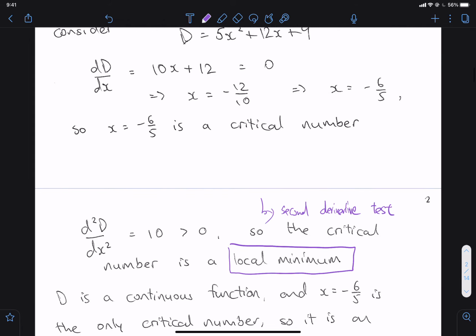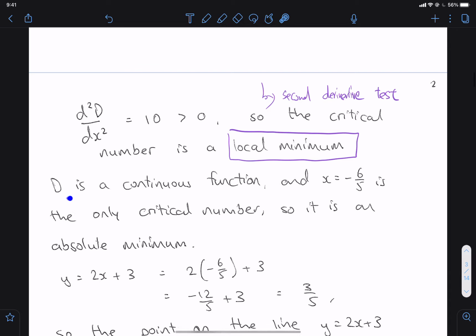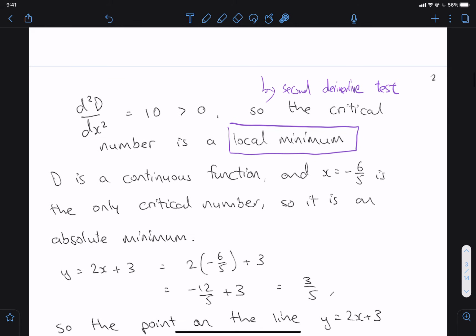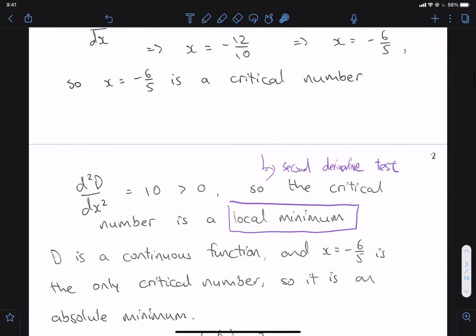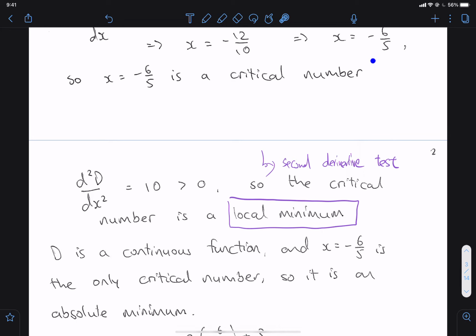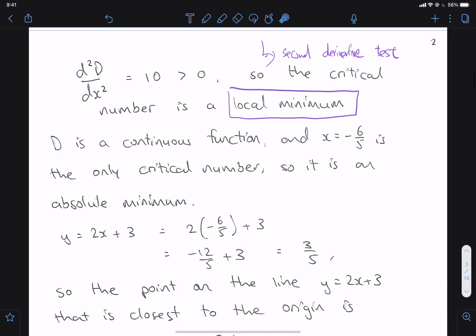By the second derivative test, it is a local minimum. And here, just to state, the function is continuous. This is the only critical number, so this local minimum is also the absolute minimum. So we know that we have found this absolute minimum, at the point where x is equal to negative 6 over 5. After we have located this absolute minimum, we just need to compute the y-coordinate.